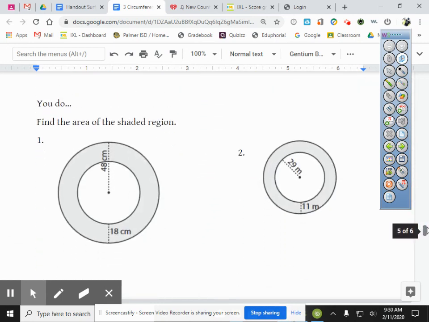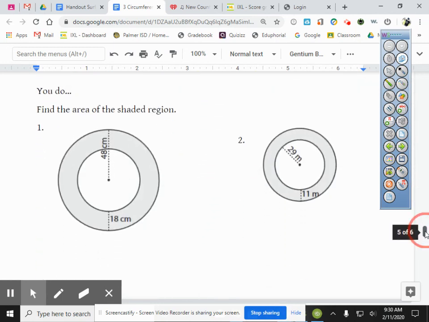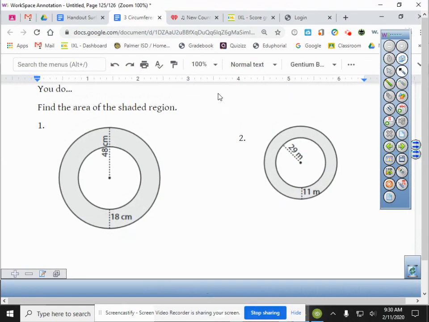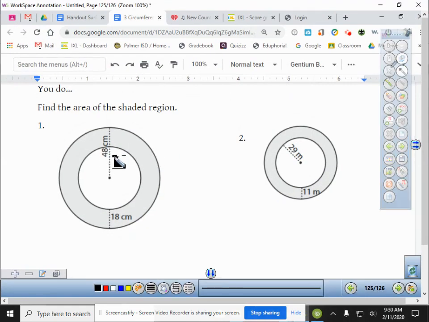Okay, so now your assignment. Go to the You Do section. I'm gonna hook you up a little bit here, okay? So instead of 48, let's just make that 40. Okay, and instead of 18, we can leave that 18. Instead of 29, let's just make that 20. Okay, on number 2. And I think 3 and 4 are pretty simple. I want you to try number 5. There are only 5 of them.